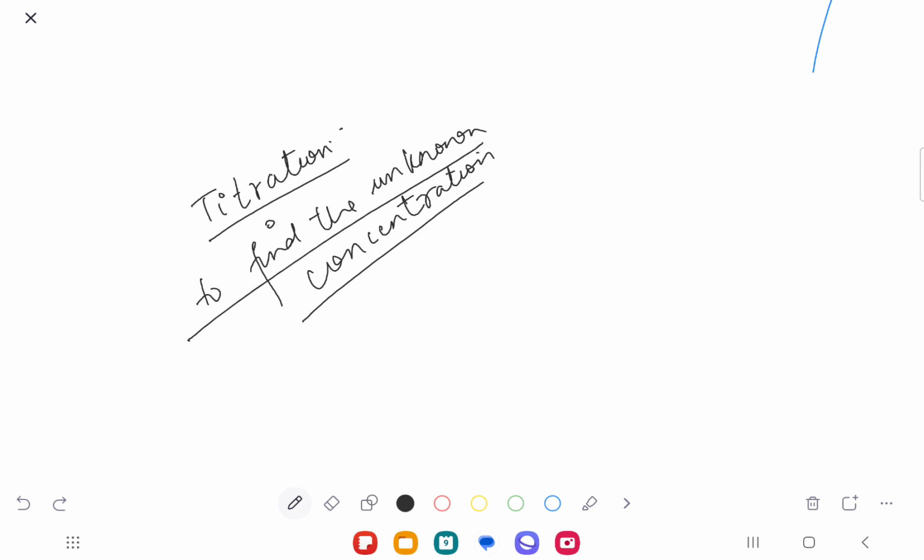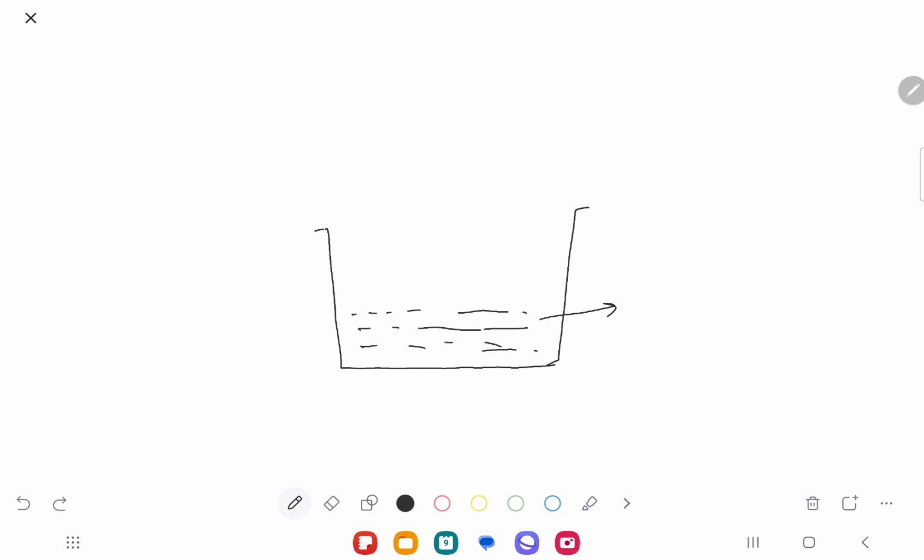What is the setup, you understand? The setup is something like this. You take a beaker, and here you add the acid or base, whichever's concentration you want to find. It could be an acid, it could be a base. So for example, I add some acid. Let's suppose the acid is HCl.